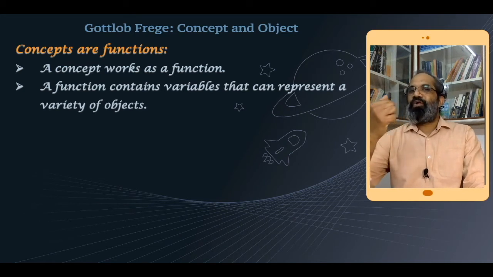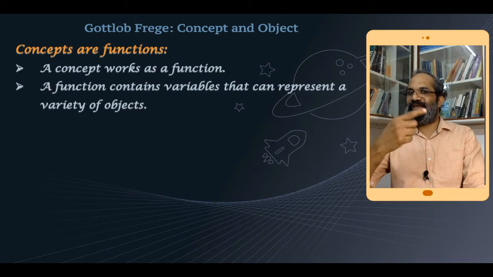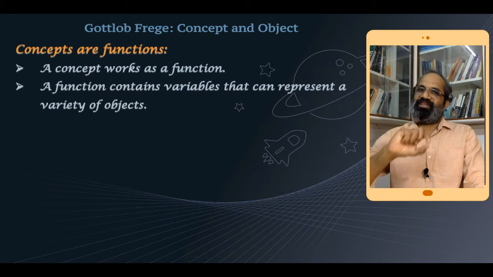When you say that y equals x square, y is a function of x. So when x becomes 1, y is 1. When x becomes 2, y is x square, that is 4. When x becomes 3, y is 9. When x becomes 4, y is 16. When x becomes 5, y is 25. So y is determined by x. This is what is meant by function. Something is determined by a function. So the concept can work as a function. That's one feature of concept.